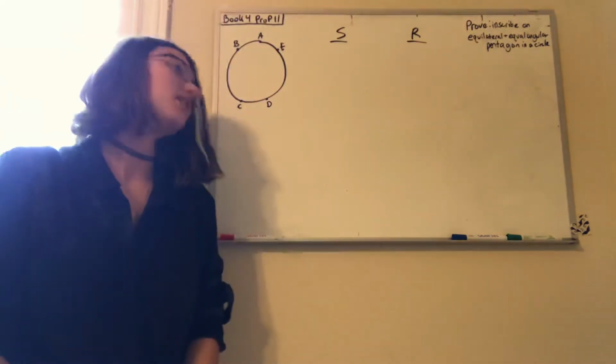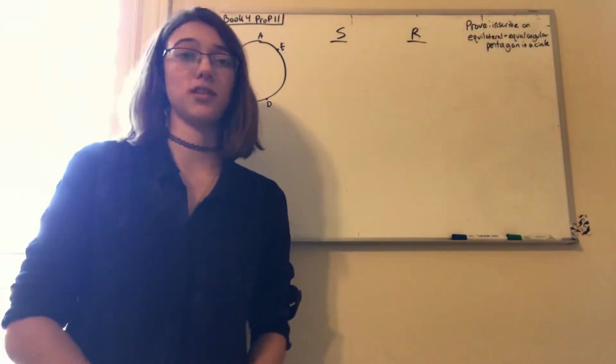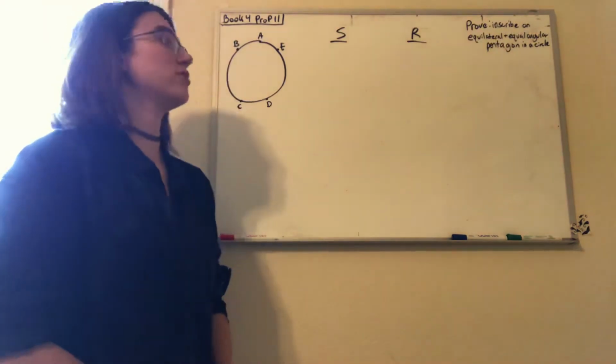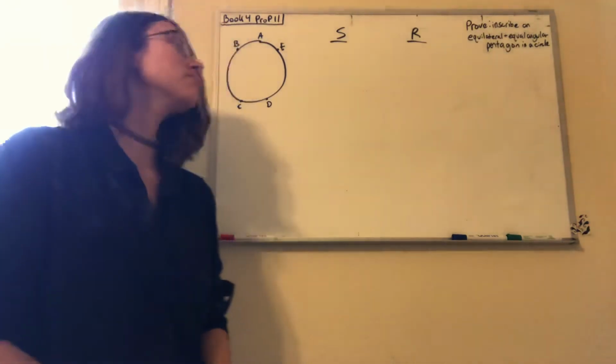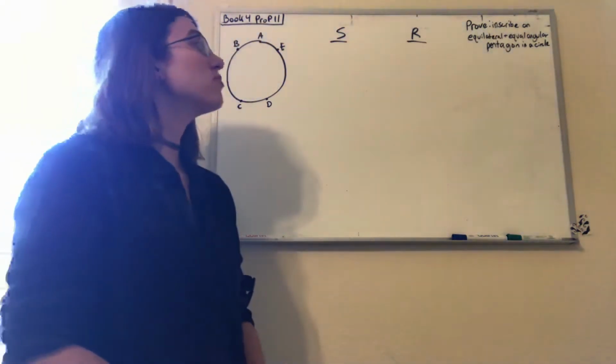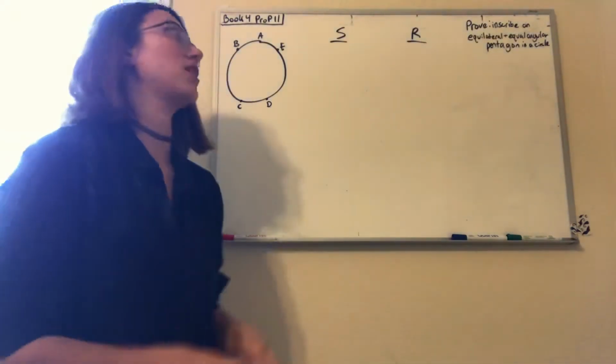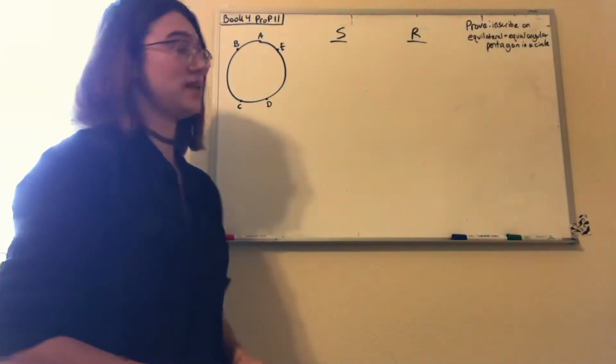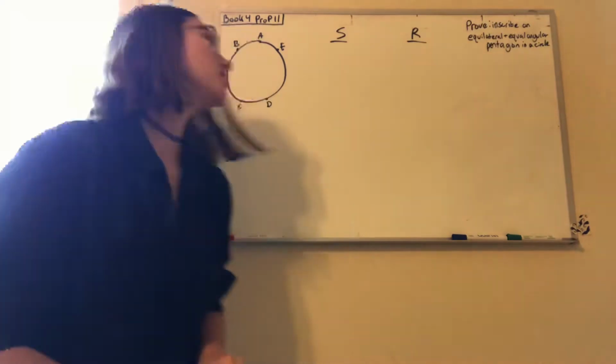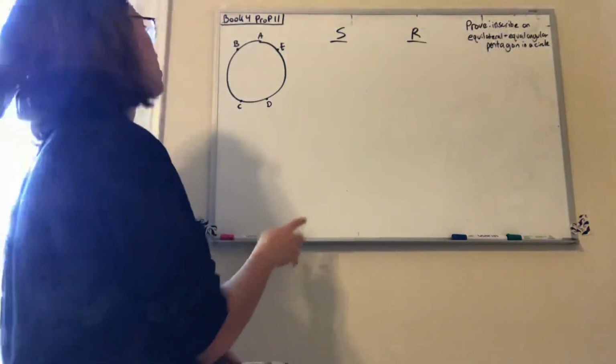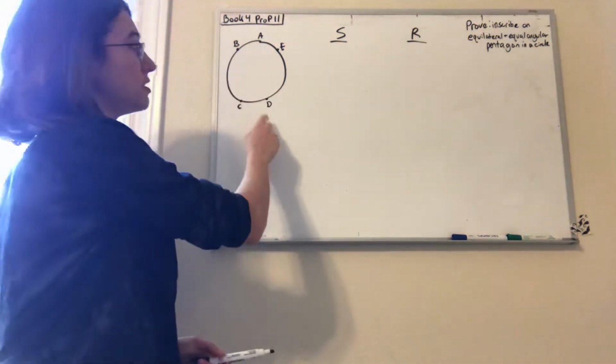Hi, today I'll be explaining Book 4, Proposition 11. In this proposition, we are trying to prove that you can inscribe an equilateral and equal angular pentagon in a circle. What we're given is a circle with the points A, B, C, D, and E.